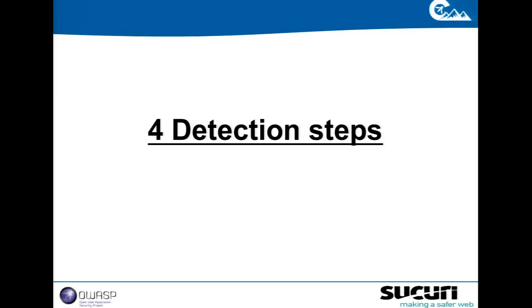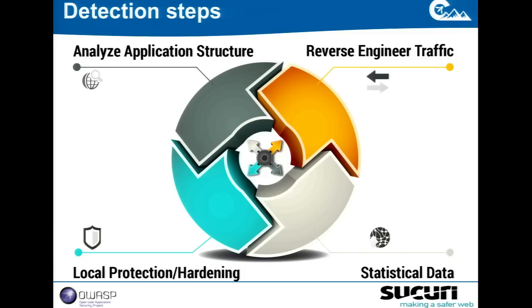So we have four detection steps. What are the four detection steps? We reverse the traffic, so we generate traffic, and we analyze traffic, and we see what is regular traffic. What will normal traffic do?